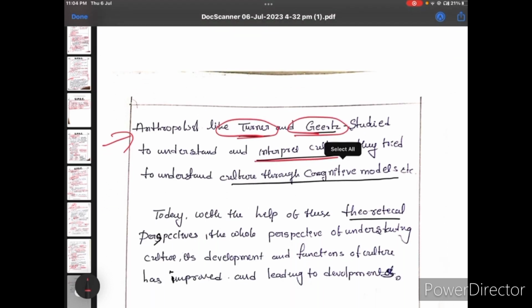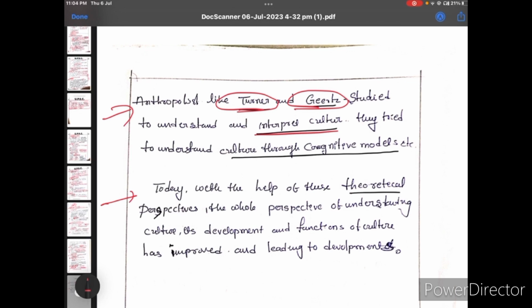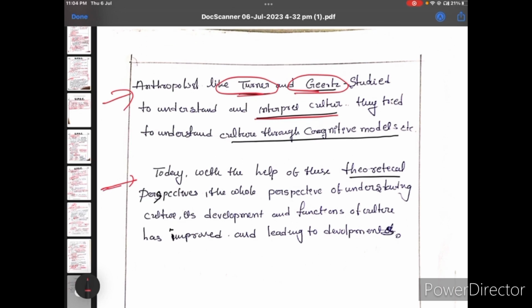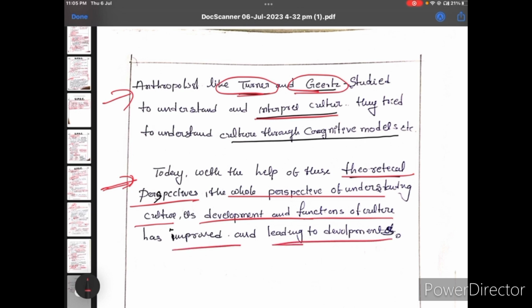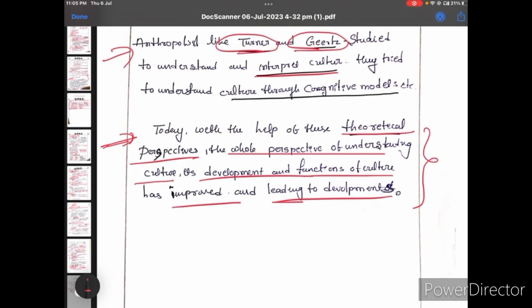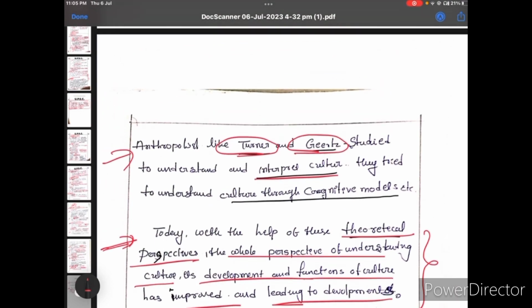And the conclusion, so just read this paragraph very carefully. Today, with the help of these theoretical perspectives, the whole understanding of culture, its development and its functions has improved and is leading development. So this is important, and just write the conclusion also in a very simple way.